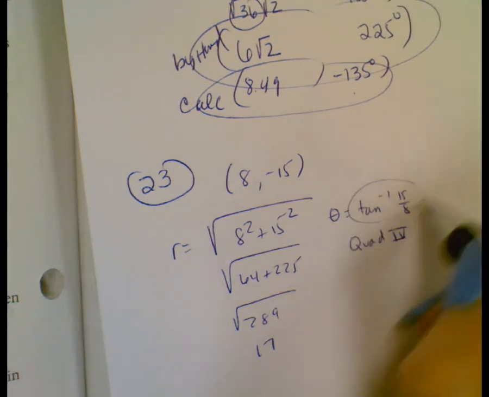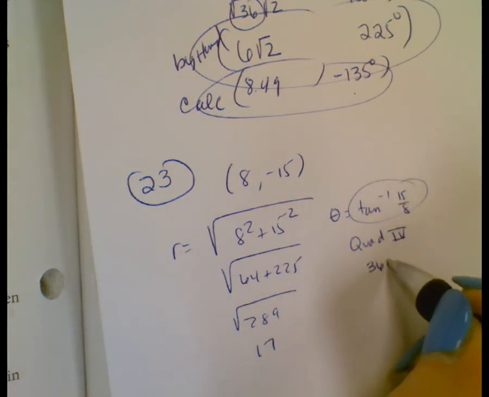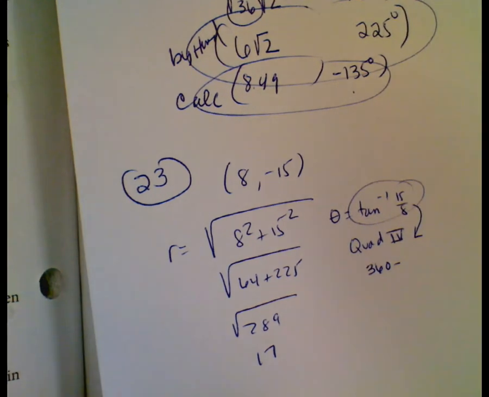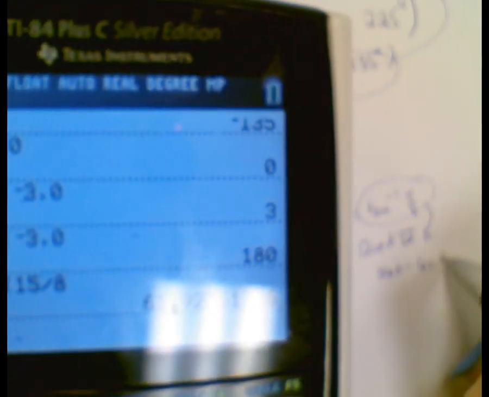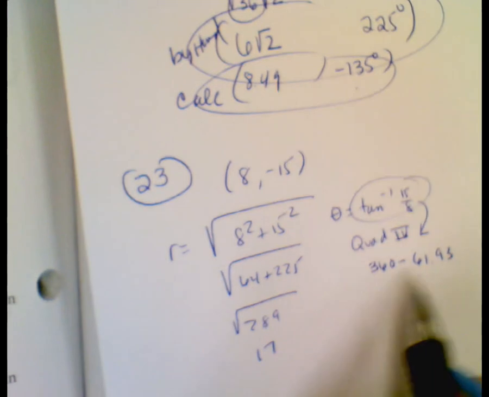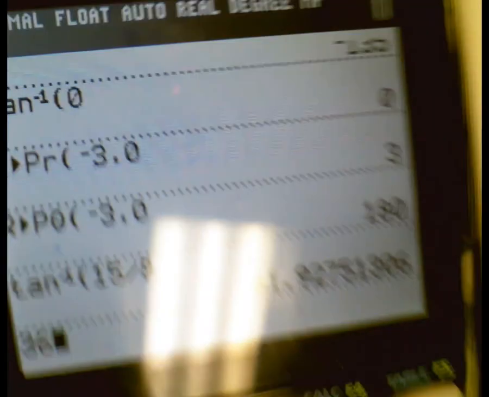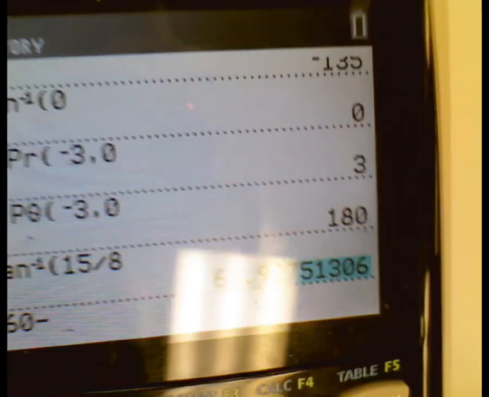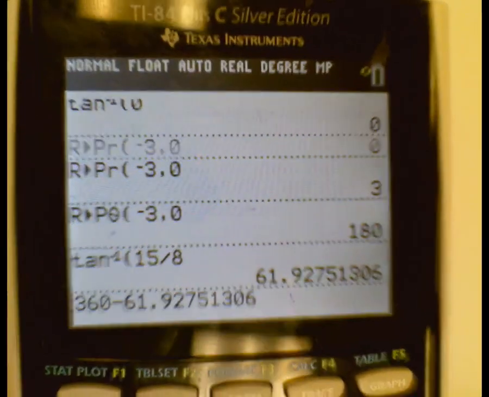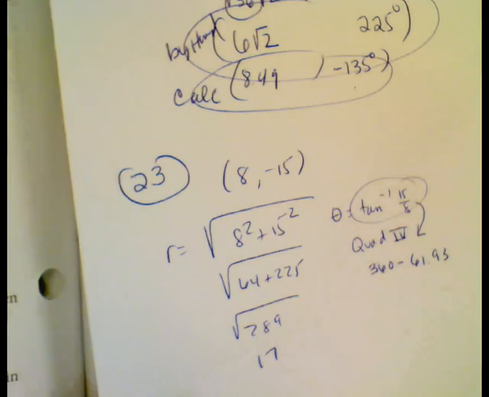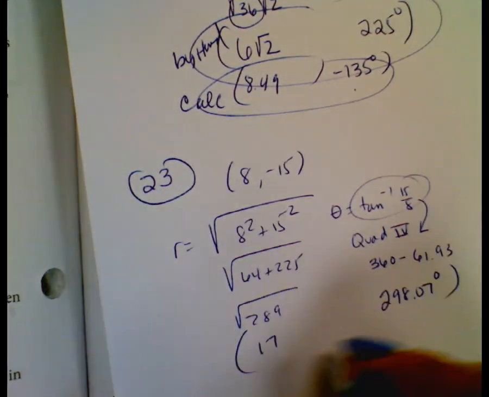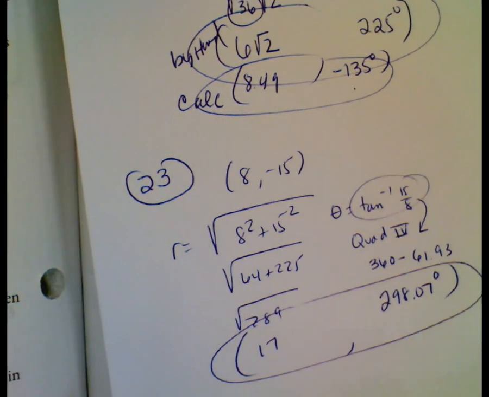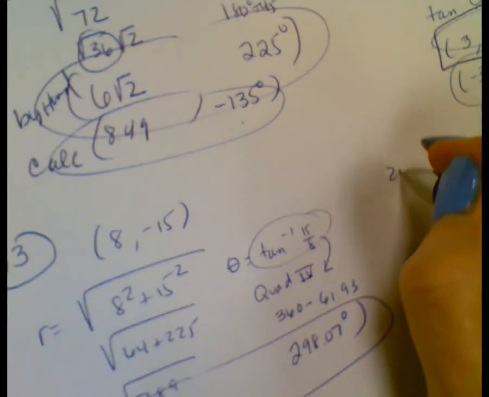So whatever we get for this, we're going to take 360 minus that. So we're going to go arctan 15 divided by 8. So I'm going to put that right here. So 360 minus that. I think I'll just copy that. 298.07 degrees. That's your answer. 24.